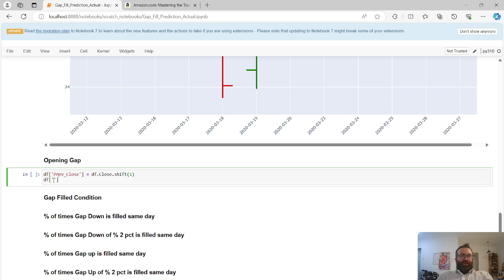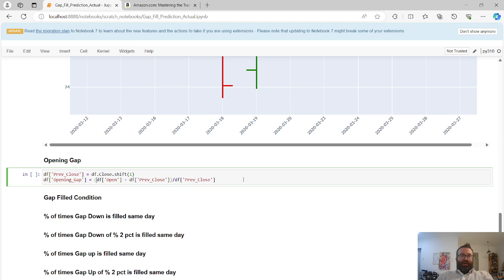So then the opening gap would be df opening gap. Oops. I'll do the convention where I have capital letters at the start of each word, equals df dot open minus df dot prev close. Let me just do this actually, because sometimes when you have a keyword like time or whatever, it screws things up. Even though open is not a keyword with uppercase, previous close divided by the previous close. This will be the gap percent. Close. Okay, let's see how this looks.